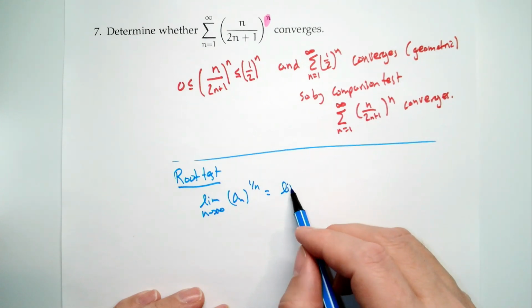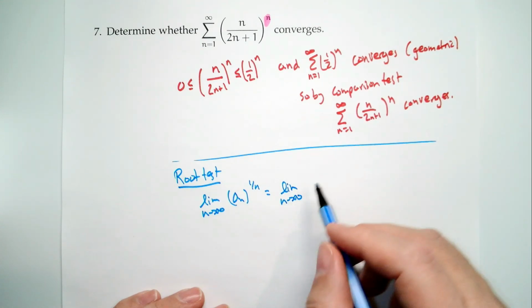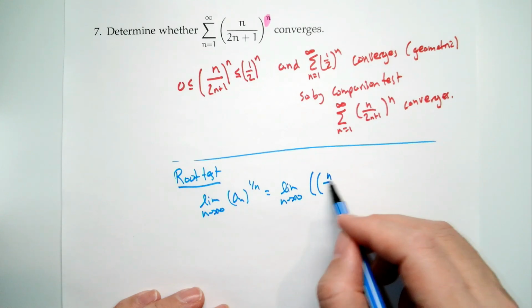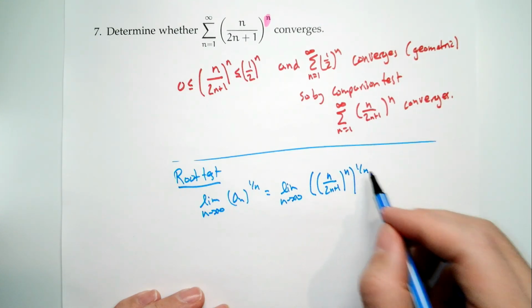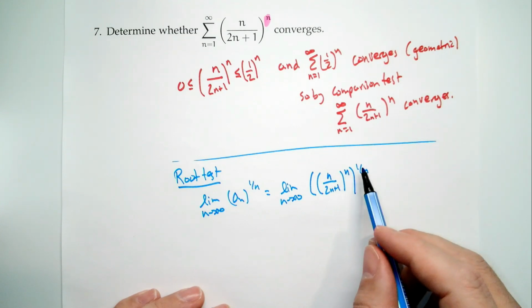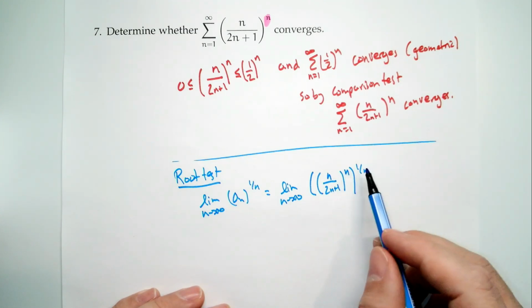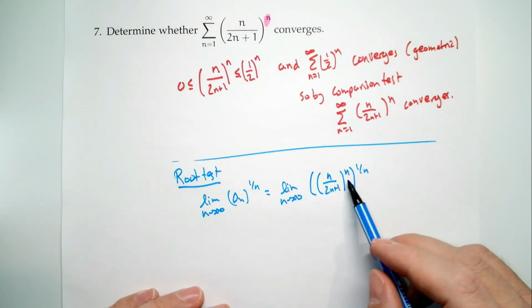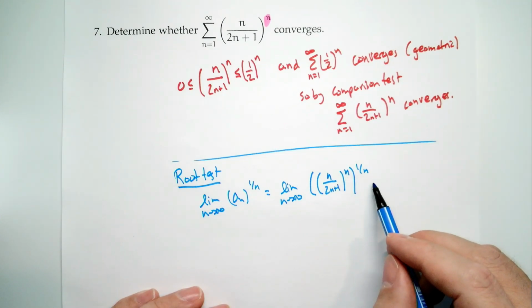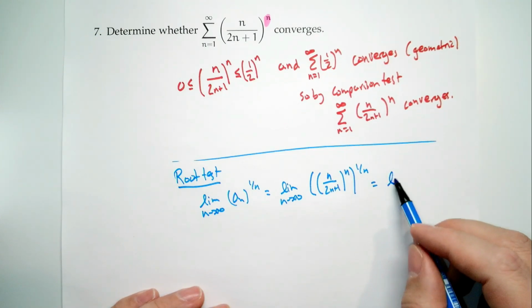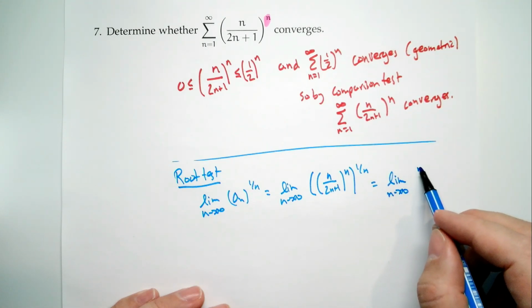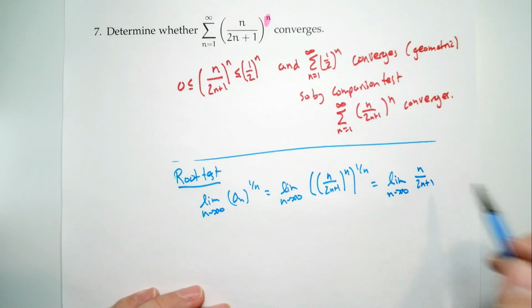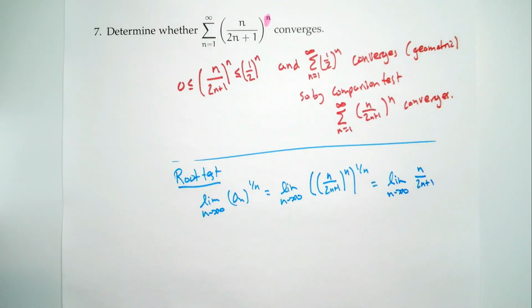Now, when we have an expression where everything is to the nth power, and this problem has that, then something to the nth, to the 1 over n, well, they combine together. And what do you end up with? We end up with just n over 2n plus 1 to the 1st power, which we just write as n over 2n plus 1.